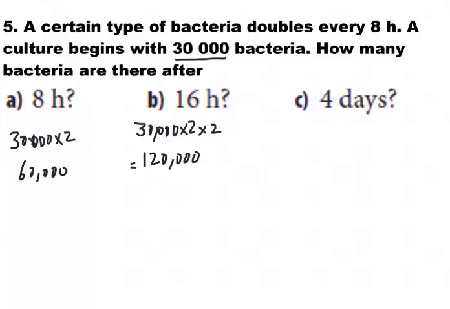The next one says after 4 days. I have to see how many 8-hour periods I have in 4 days. Remember, one day is 24 hours. If I have 4 days, the number of hours is 4 times 24. Now the question is how many 8 hours I have in 4 times 24. So I divide this one by 8. 24 divided by 8 gives me 3. 3 times 4 is 12. So this means I have twelve 8-hour periods in 4 days.